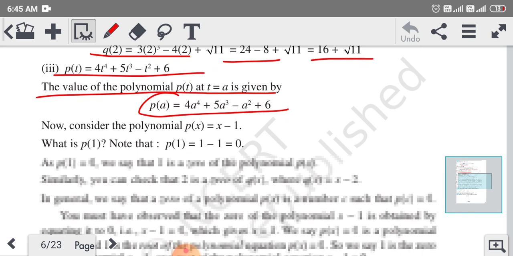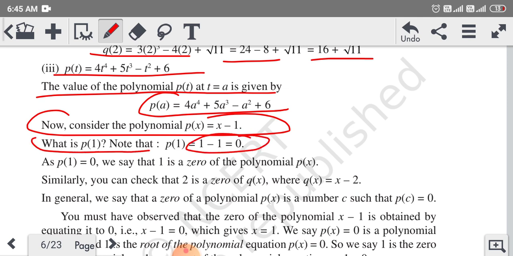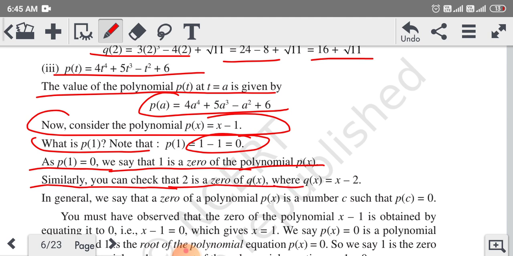Now consider the polynomial p(x) is equal to x minus 1. What is p(1)? Note that p(1) is equal to 1 minus 1, that's equal to 0. So as p(1) is equal to 0, we say that 1 is a 0 of the polynomial p(x). Similarly, you can check that 2 is a 0 of q(x), where q(x) is equal to x minus 2.